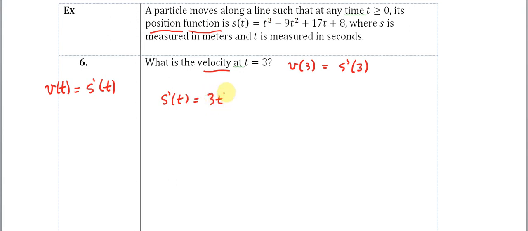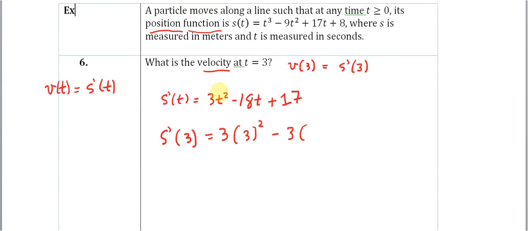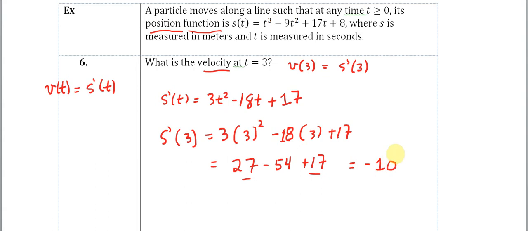So let's take the derivative of s of t. This gives us 3t squared minus 18t plus 17. We want to know the velocity at exactly 3 seconds, so we're going to substitute 3 in here. This is 3 times 3 squared minus 18 times 3 plus 17. Working out all the arithmetic, we have 27 minus 54 plus 17. 27 and 17 gives you 44, minus 54, so that gives you negative 10.